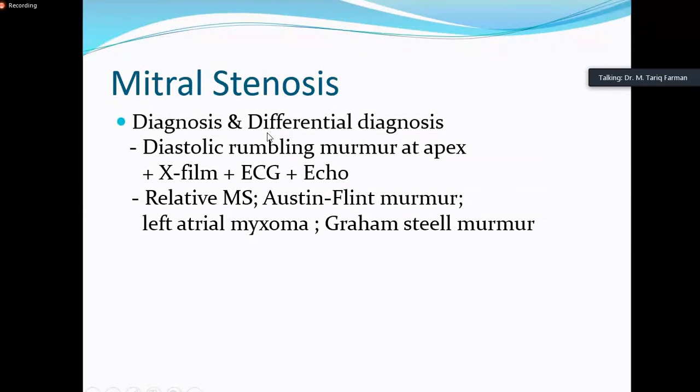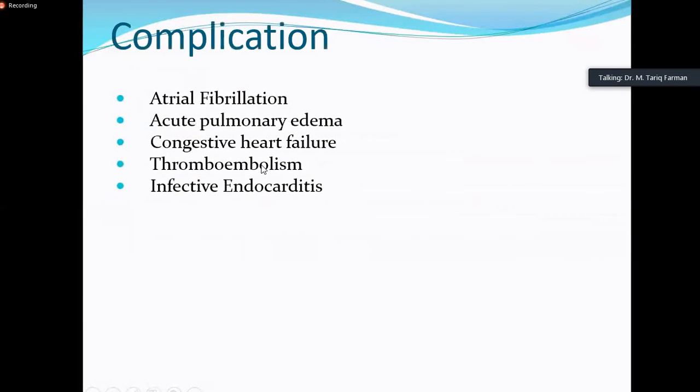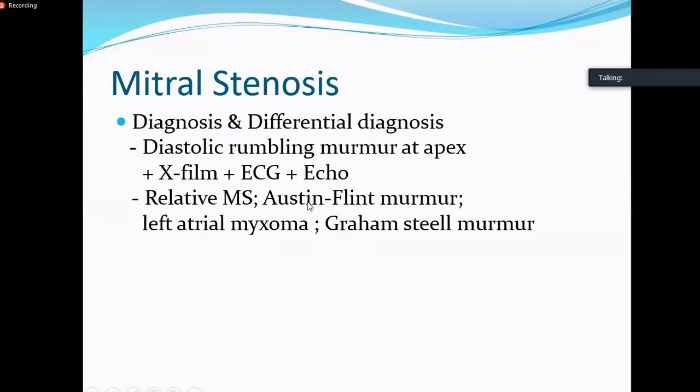Diagnosis and differential diagnosis: diastolic rumble, as I have mentioned, is a typical finding of mitral valve stenosis. With X-ray, ECG, and echo, you can have supporting findings and you can confirm the diagnosis on echo. But clinically, what are the differential diagnoses of this diastolic rumble, or diastolic murmur?